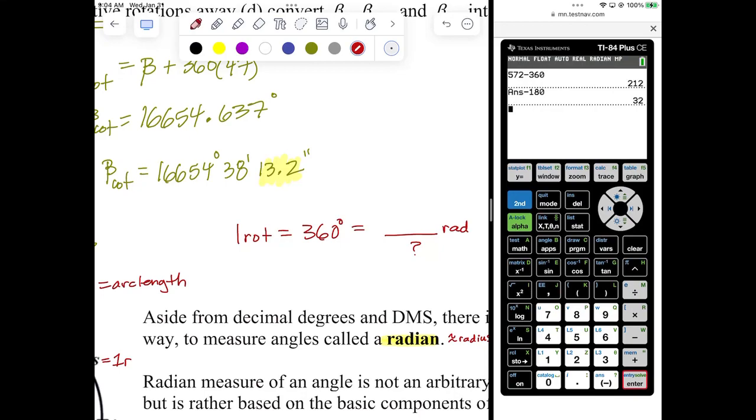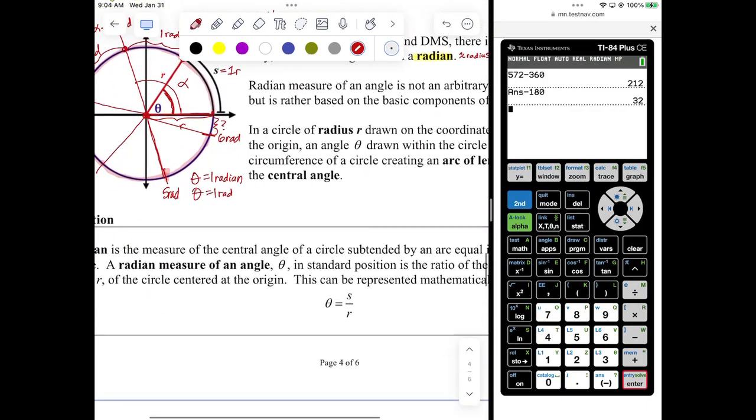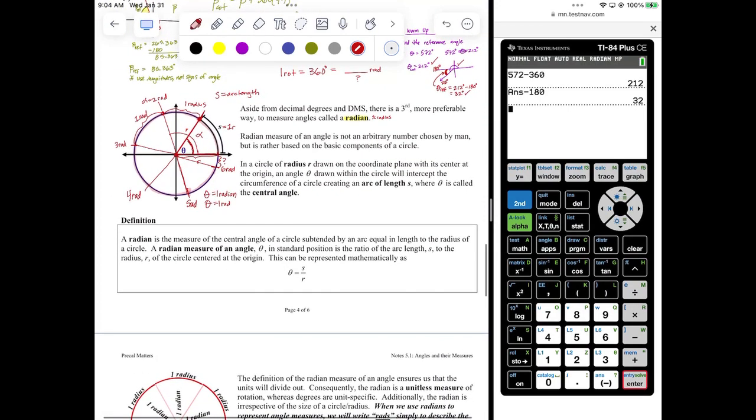If I can figure out how many lengths of the radius I can wrap around the circle, I can now have a conversion between degrees and this other way to measure the angle, okay? So the way that we're going to do that is we're going to define what a radian measure of an angle is, okay? So here's the definition.